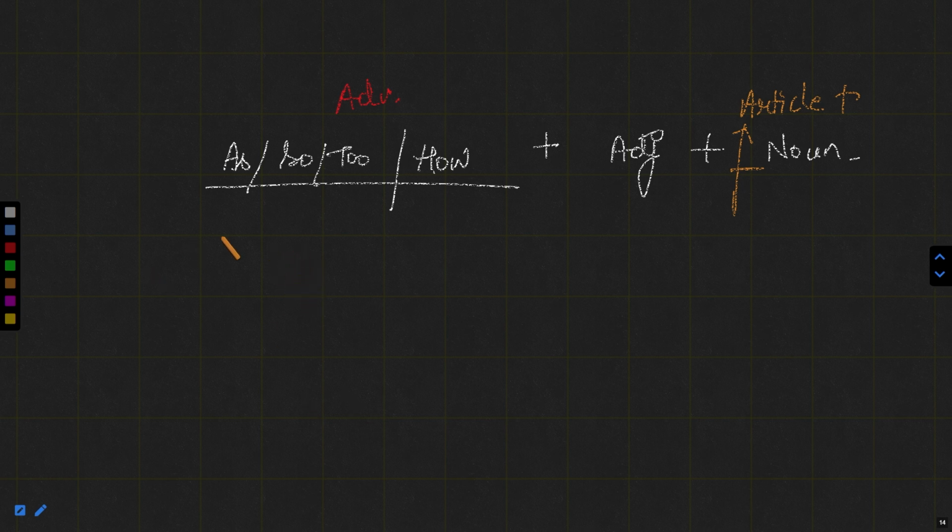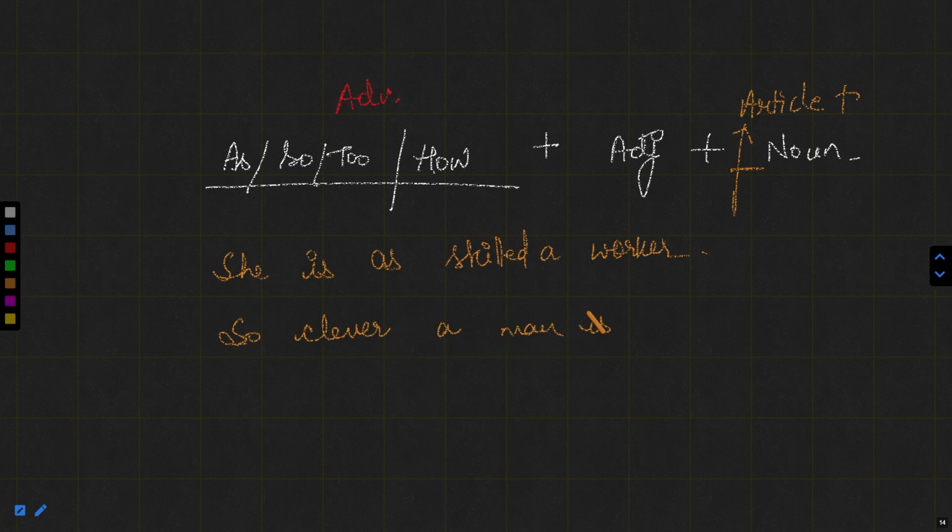How? She is as skilled a worker. So clever a man is he. A man is he. Here we have used the article just before the noun in the sentence carrying so, then an adjective, and after that a noun. So in this case we have used the article just before the noun.